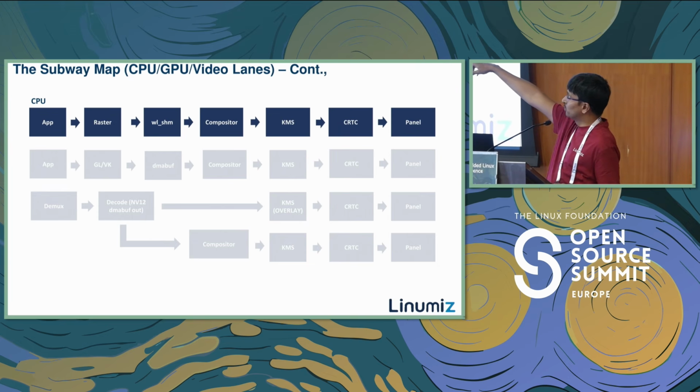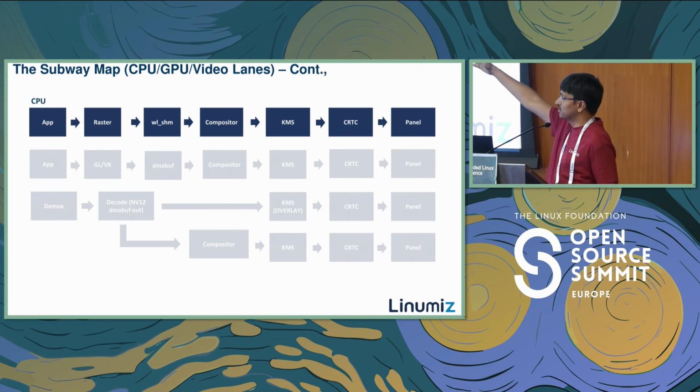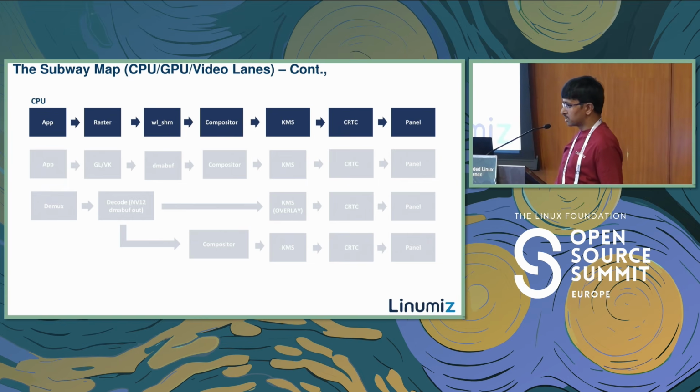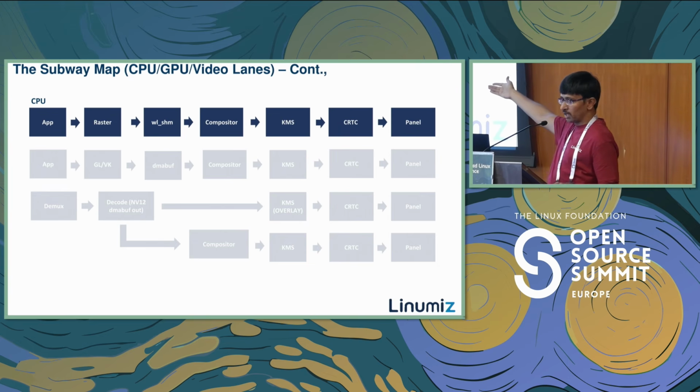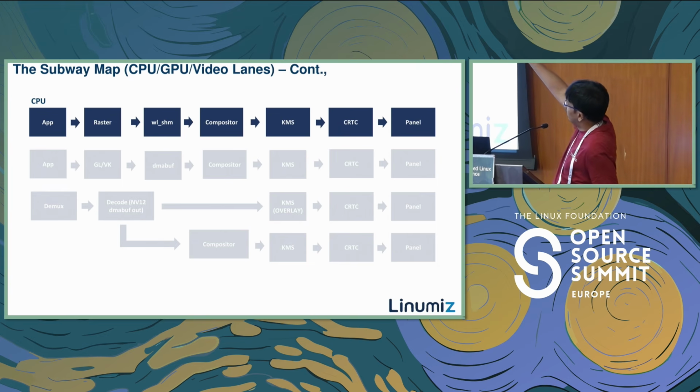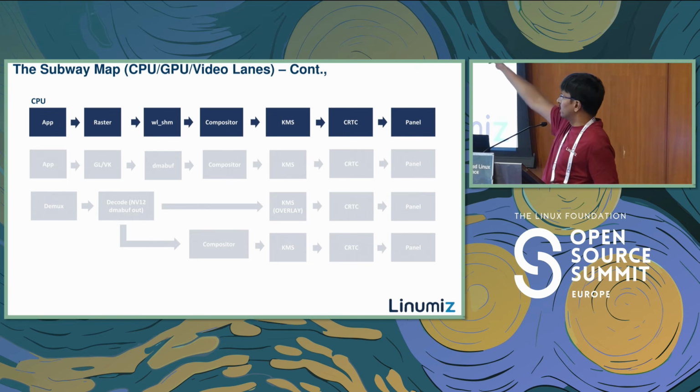In the CPU case, the rasterization is done in the CPU, and the next stage is basically Wayland's shared memory, which is again given to the compositor. The compositor could be X11 or Wayland itself. And from the compositor, the next step is scan out, which happens on the kernel side from the DRM, then the display driver, and then to the final panel itself.